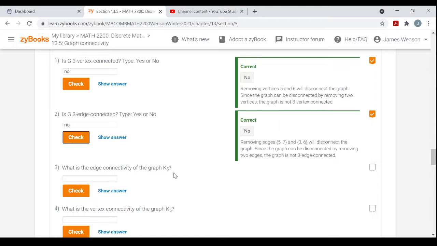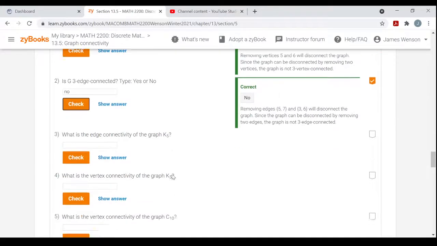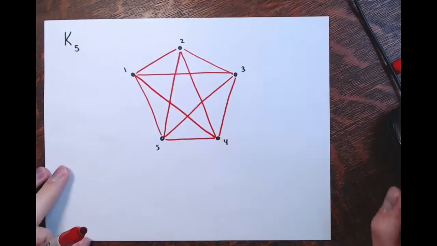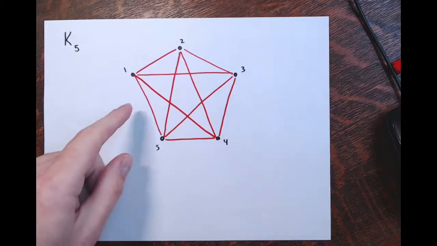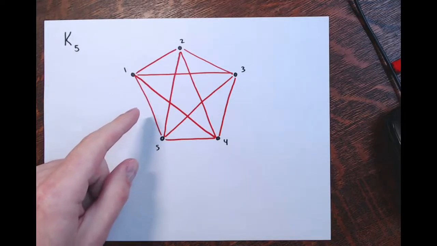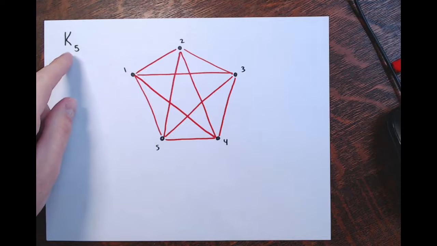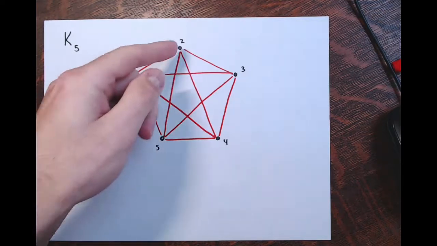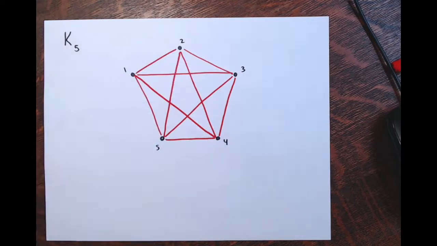All right, now here this is about a totally different graph. So I'll draw this. Remember K5? We talked about it back in section 13.1. This K5 was a complete graph on 5 vertices. I'll draw a picture to remind you. This was a complete graph on 5 vertices, right? You have 5 vertices, and K5 was also called 4 regular. Every vertex has degree 4.